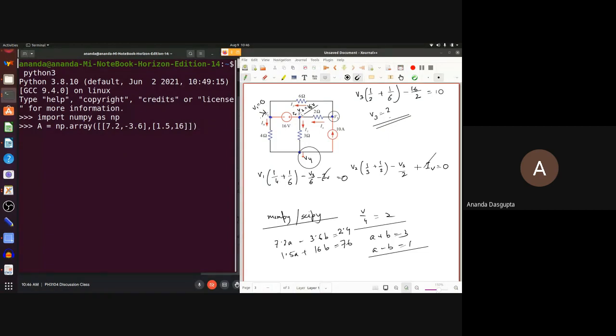So that gives me the array of the coefficients, which looks like a matrix. It's actually different from a matrix, but it looks and walks and talks like a matrix. And B is equal to another NumPy array, with just the coefficients 2.4 and 76.